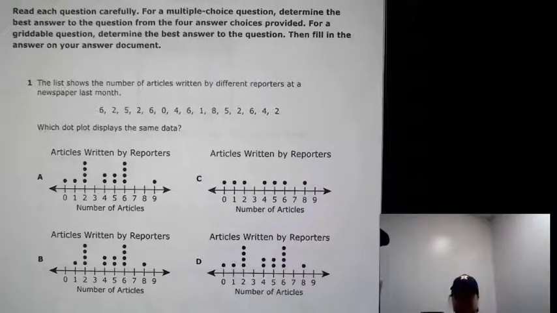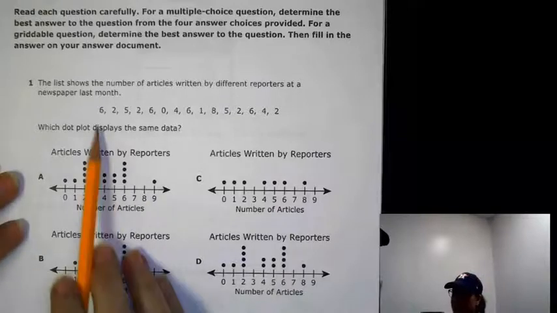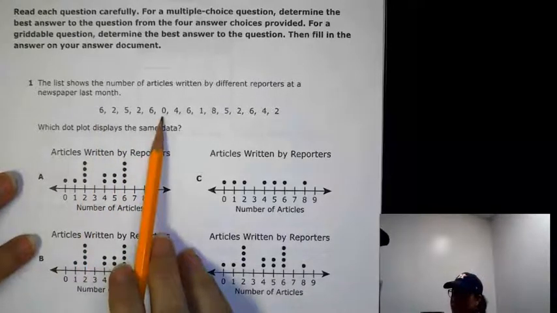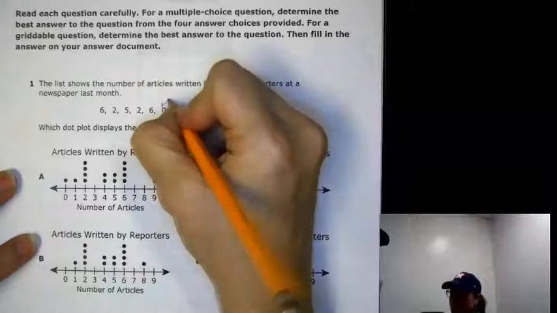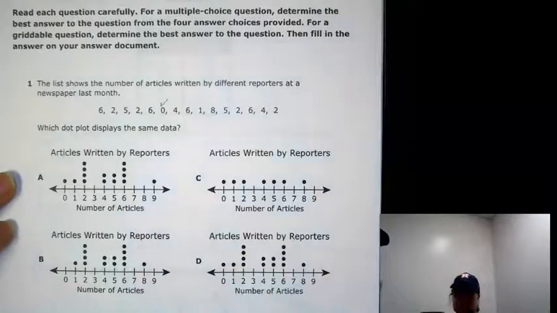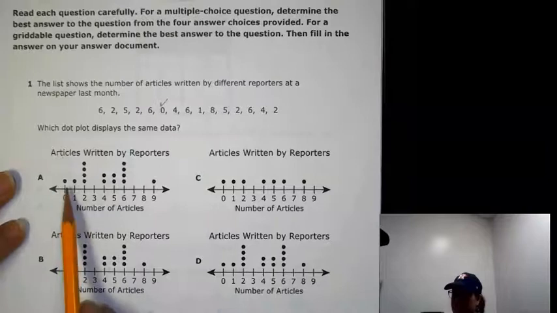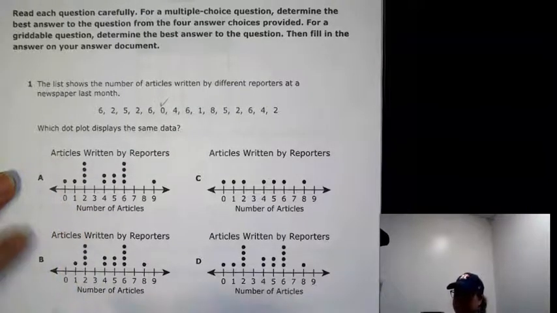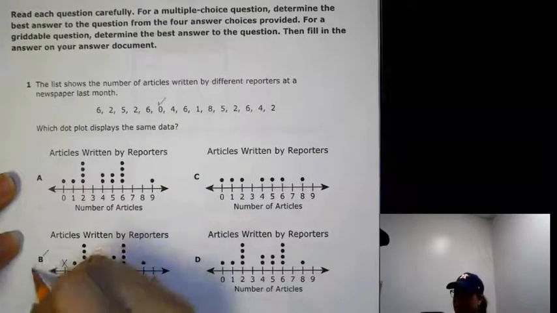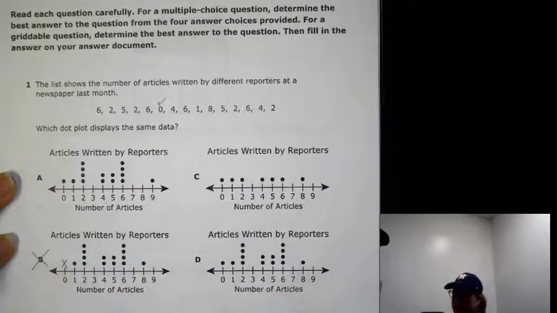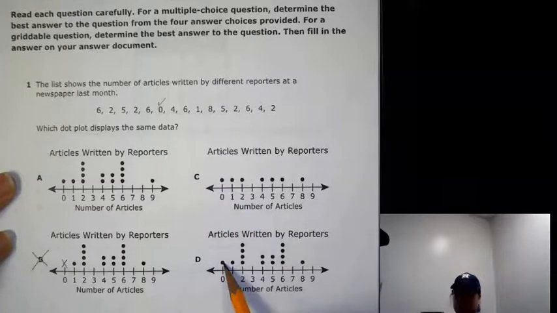So I can either, 1, make my own dot plot and try to find the match, or 2, I can go through and look at these dots and see if they align with the list. So for instance, let's look at 0. 0 is listed 1 time, so there should be 1 dot above 0, right? So I'm going to look at A, B. Oh, I already know B is not my answer choice. Okay, C has 1 dot and D has 1 dot.